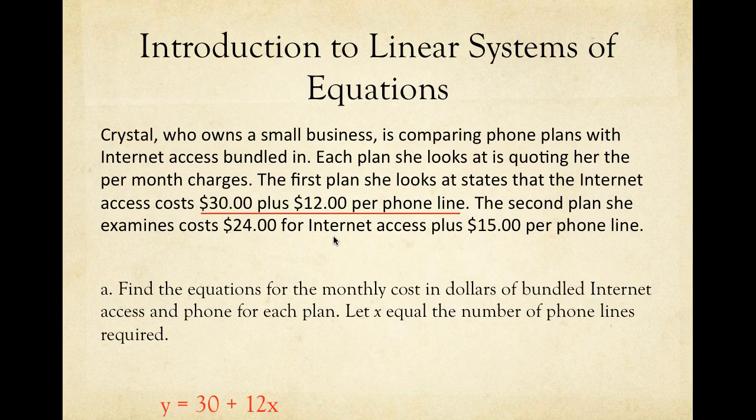So let's look at the next phone plan. $24 for internet access plus $15 per line. So our equation would be Y equals 24 plus 15 times X. Since we now have 2 equations, we now have a system of equations.